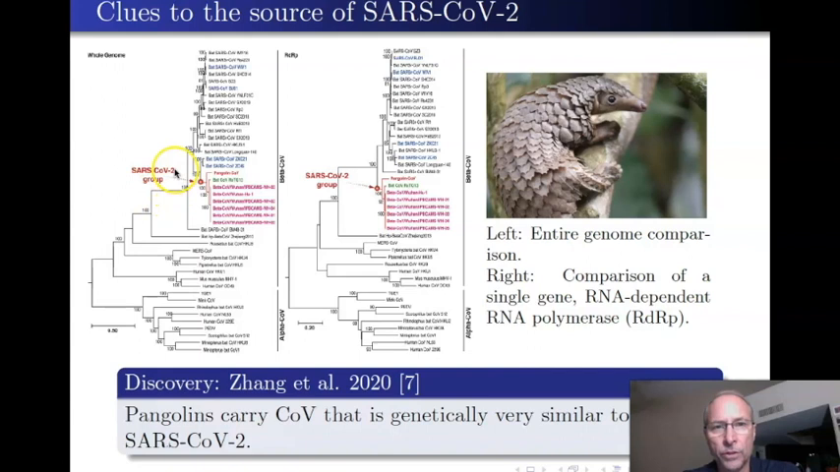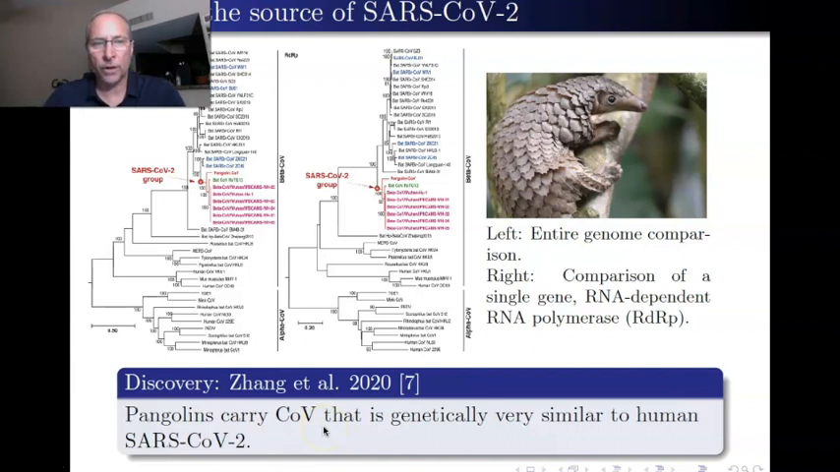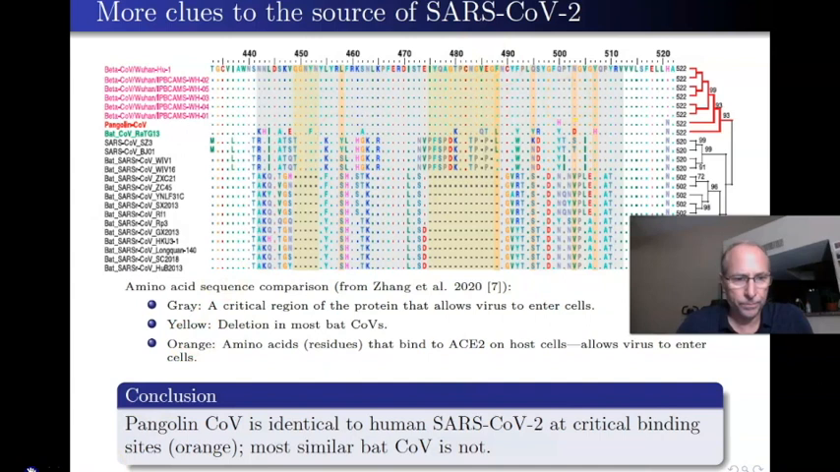Now, this analysis here is the entire genome of the virus. This is looking at one particular gene. It's an RNA-dependent RNA polymerase, and you get a similar picture. The pangolin DNA is very similar to the bat and human SARS-CoV-2 DNA. So that's part of the story. It appears, anyway, from this analysis, that pangolins carry a coronavirus that is genetically very, very similar to SARS-CoV-2 and this particular bat SARS. So that tells us we should be looking at pangolins and that disease that infects pangolins.